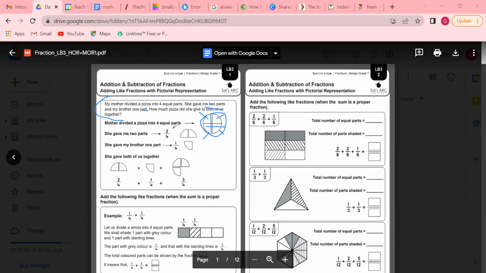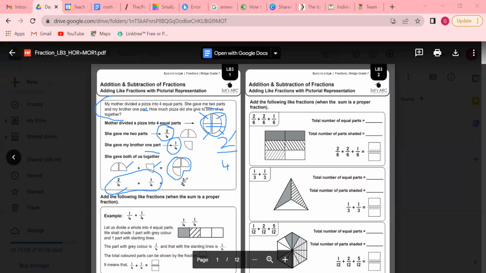So she gave me two parts. If you have to write two parts as a fraction, we will write 2 by 4, right? Because the denominator always is the total parts. So here 4 is the total, so that will come down, and she gave me two parts. And my brother one part. So she gave my brother one part, that will become 1 by 4. How many parts did she give to both of us? She gave 2 by 4 to me and 1 by 4 to my brother. I have to add that to find the total, right? When I add this, 2 by 4 and 1 by 4, in total she gave us 3 by 4.